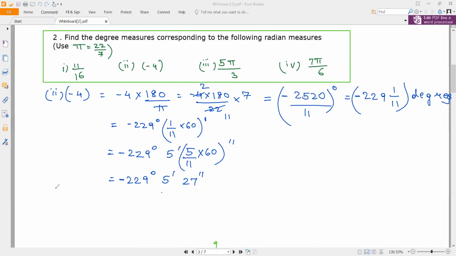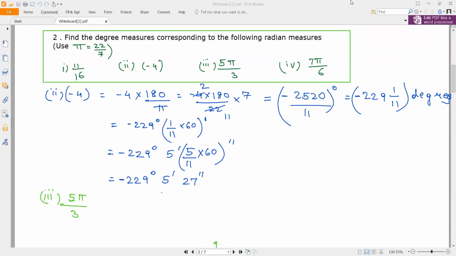Next, third part, 5 pi upon 3. This is 5 into, pi value is 22 upon 7, so this is 7 into 3. Now, what did we miss? We didn't write pi. Okay, yeah, this is in radians. One second, made a mistake.